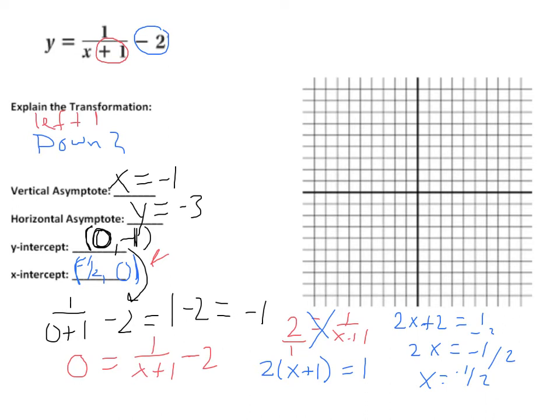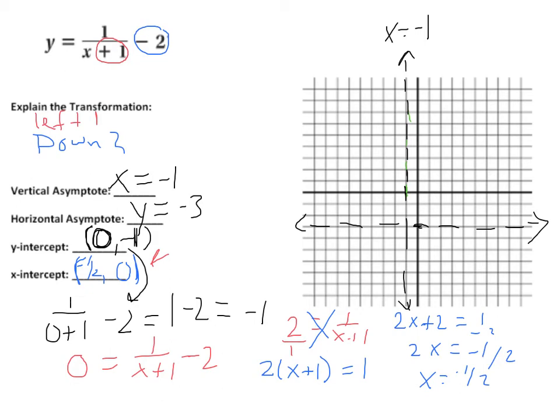So when you're graphing this, go step by step. First, I'm going to graph my vertical asymptote. x is negative 1. That's at this spot right here. Vertical asymptote means it's a dotted line up and down. So it's going to be this line right here, and you should always label your asymptotes. So this is x equals negative 1. And then I have y equals negative 3. So negative 3 is right here. And put your dotted line.